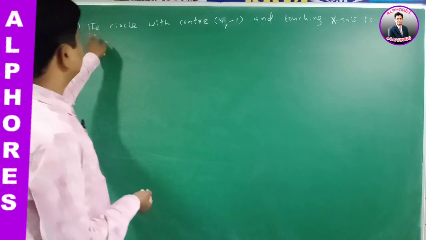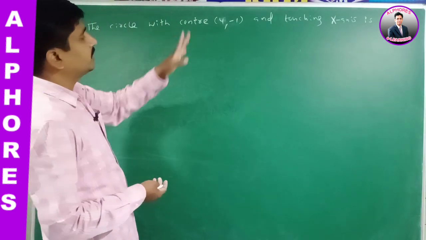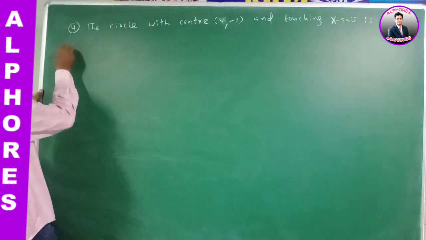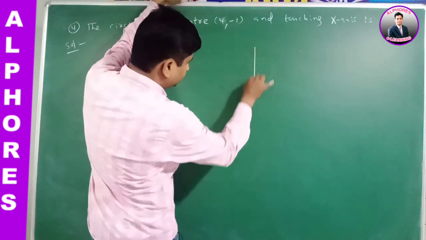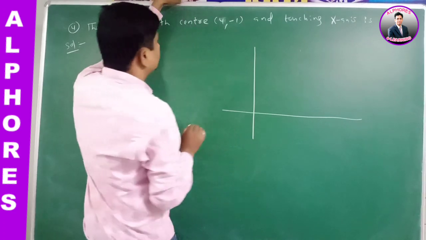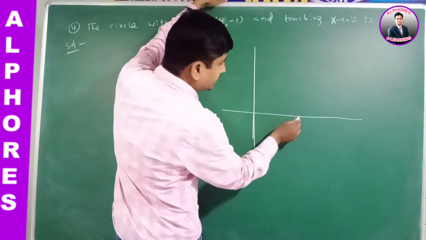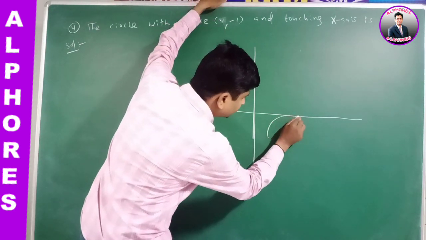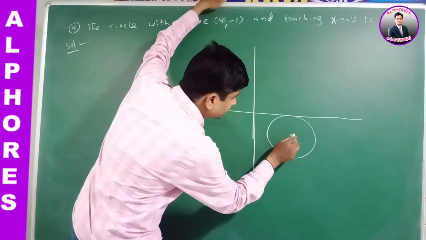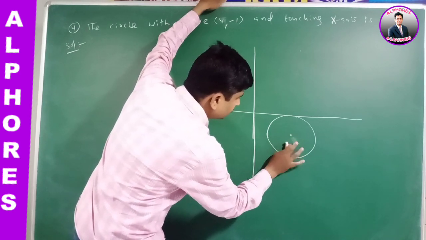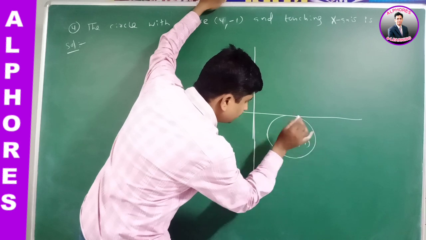Okay, students, next problem. The circle with the center 4 comma minus 1 and touching x-axis is... The circle with the center 4 comma minus 1 and touching x-axis. Right, it is C in the diagram. Here the center is 4 comma minus 1. 4 comma minus 1 lies in the 4th quadrant and the circle is touching the x-axis.